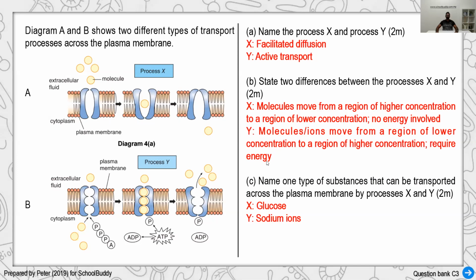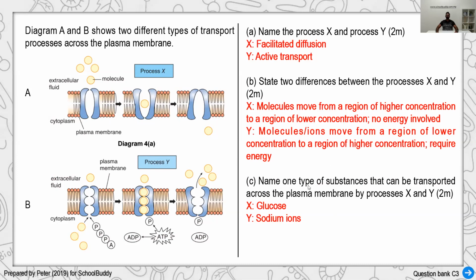On the other hand, Y is an active transport, because the material is moved from the lower concentration. You can see in this case, the example is here. It's basically moving from lower concentration to increase the higher concentration. So in this case, we need energy to move out of the cells.